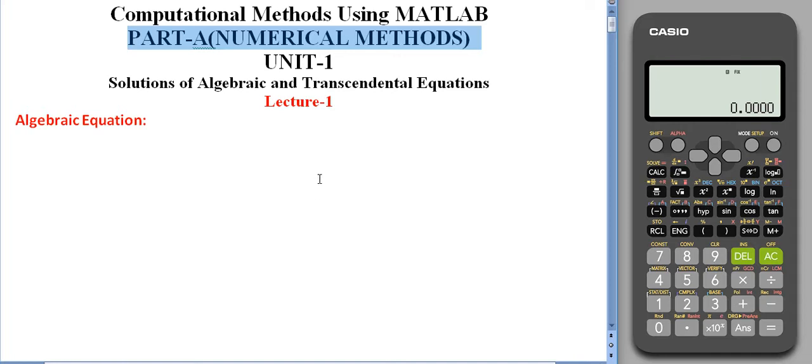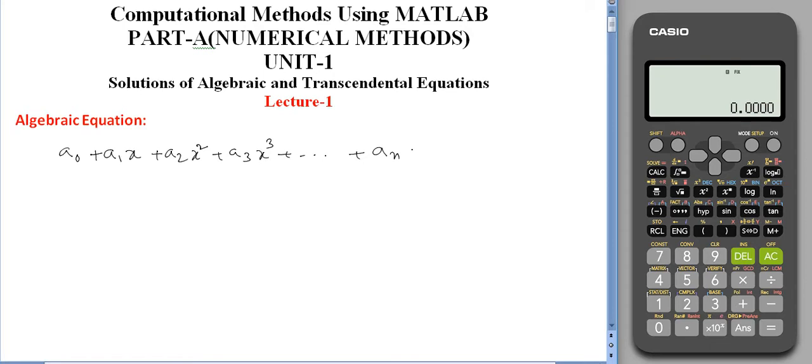Now, coming to lecture number 1, algebraic equation. What is meant by an algebraic equation? Suppose you have an equation in the form a0, a constant value, plus a1 x, where x is a variable, plus a2 x square plus a3 x cube and so on, plus an x power n.